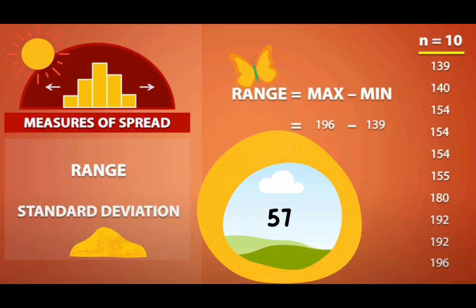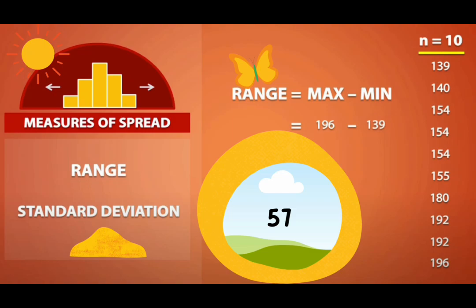In this data set, the range is equal to maximum minus the minimum. So, 139 is the minimum, and the maximum is 196. So, 196 minus 139 is 57. And therefore, ang range natin is 57. Madali, di ba? Okay. Next is the standard deviation.